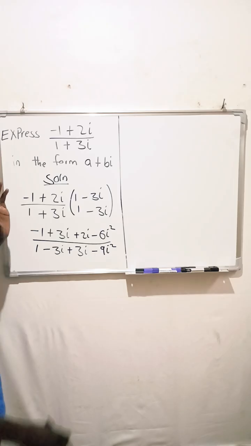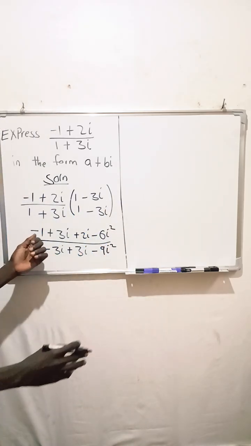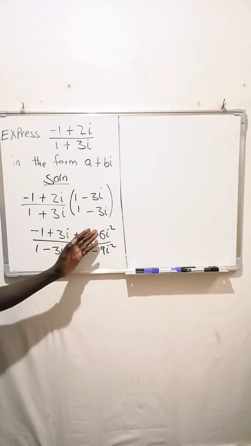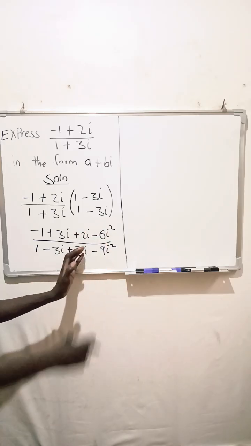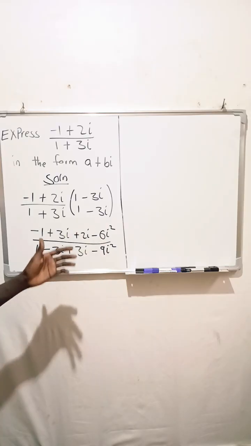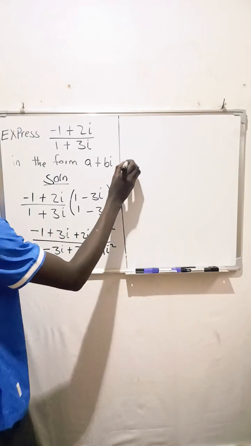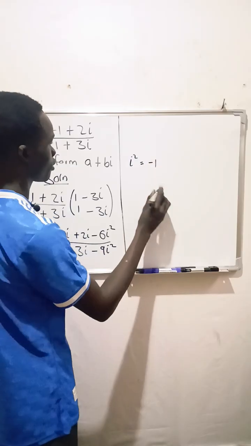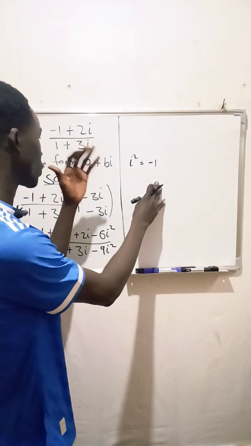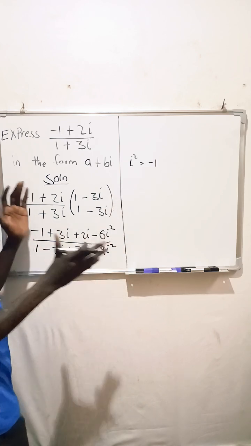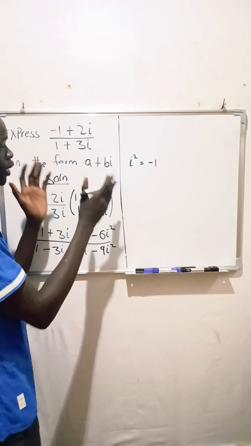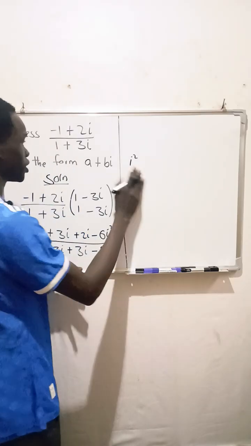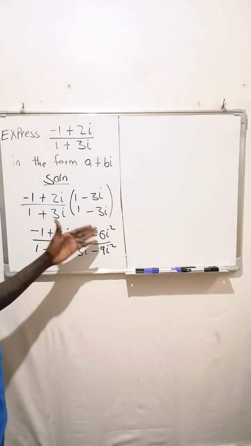Here we have minus 1, then 3i plus 2i, minus 6i squared, and down here minus 9i squared. Remember from the rule of complex numbers, i squared is equal to minus 1. Whenever you get i squared in a complex number question, you make it minus 1. Let us replace wherever there is i squared with minus 1.